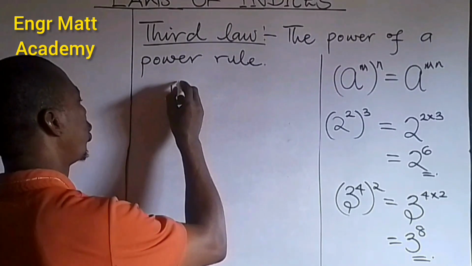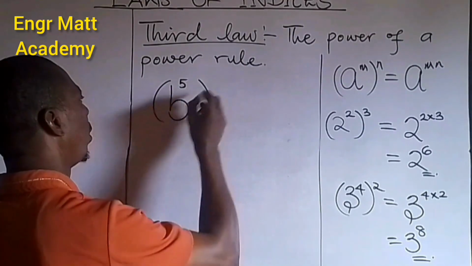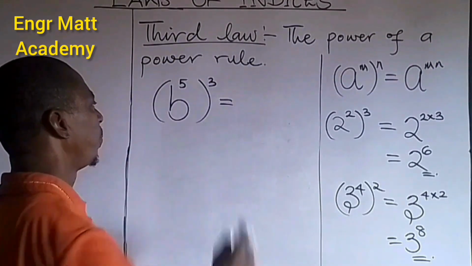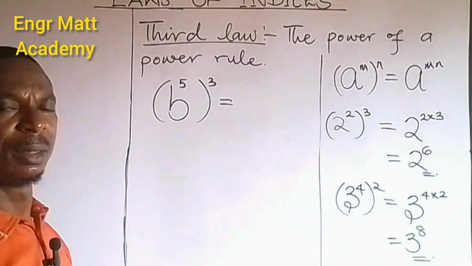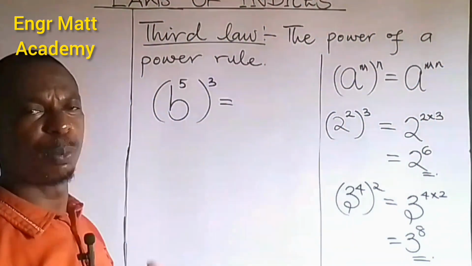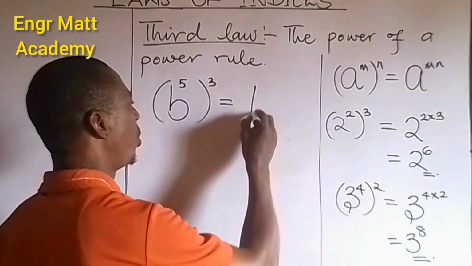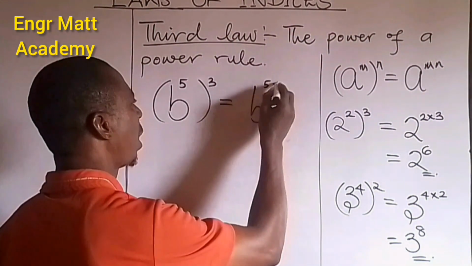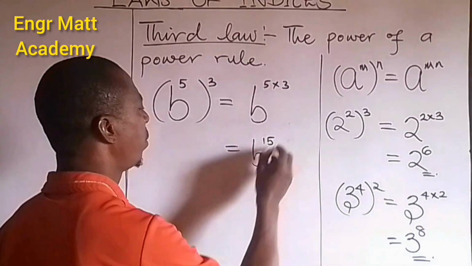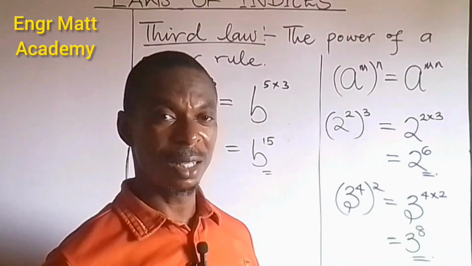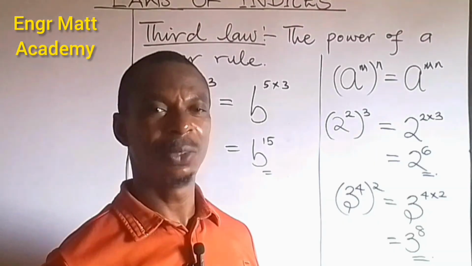b raised to the power 5 raised to the power 3. b is raised to the power 5 and they are raised to power 3. So we can apply the power of a power rule. This will give us b raised to the power 5 times 3, and that is b raised to the power 15. That is that, the power of a power rule done and dusted.